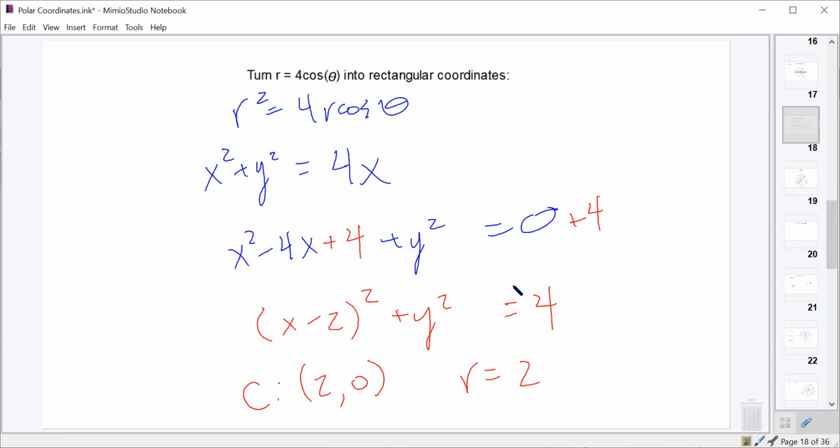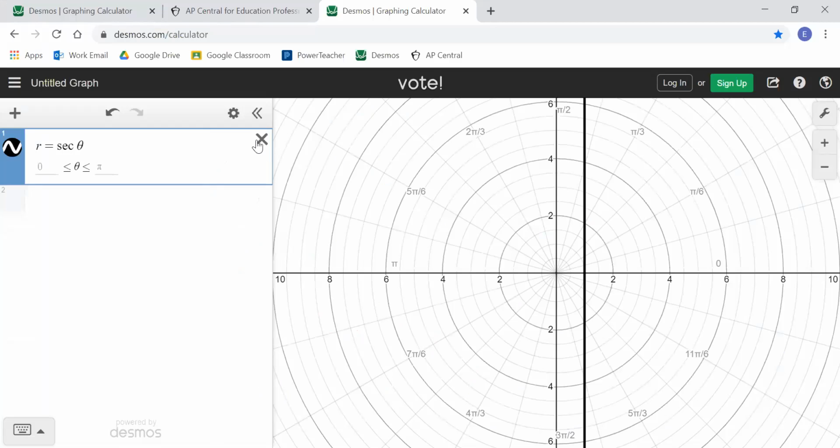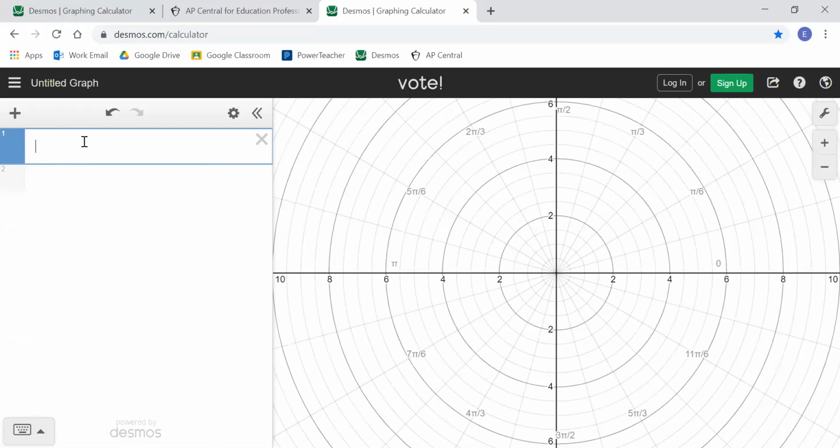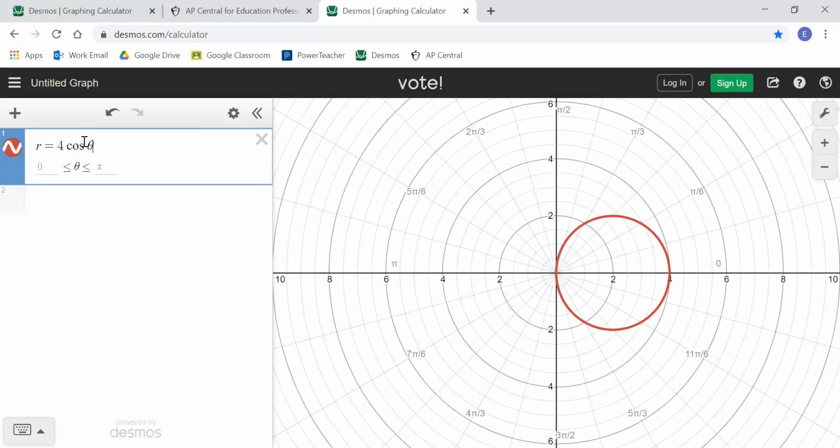Everybody familiar with that from years past? So if I try to graph r equals 4 cosine theta, that's exactly what we get. We get a circle centered at the point (2, 0) with a radius of 2. Everybody see that?